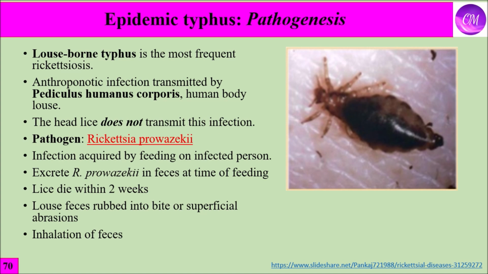Epidemic typhus is the most frequent rickettsiosis. Another name is louse-borne typhus. This anthroponotic infection is transmitted by Pediculus humanus corporis, the human body louse. The head louse does not transmit this infection. The pathogen of this disease is Rickettsia prowazekii. Infection is acquired by the louse feeding on an infected person. The louse excretes Rickettsia prowazekii at the time of feeding. Lice die within 2 weeks, and louse feces are rubbed into the bite or superficial abrasions, or the feces are inhaled.